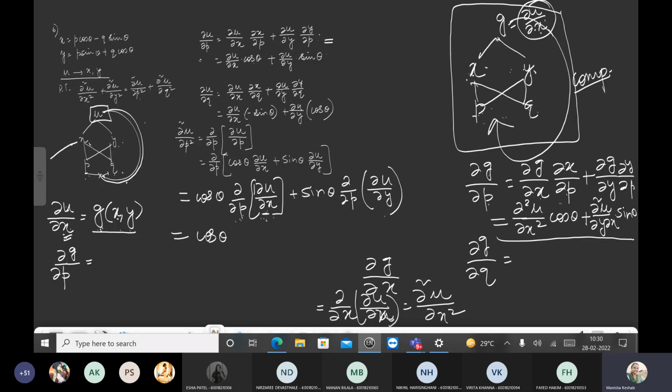So therefore I have written here for ∂G/∂X, ∂²U/∂X². And ∂X/∂P is already known to us, right? So ∂X/∂P is equal to cos theta. Similarly ∂G/∂Y. What will be ∂G/∂Y? So ∂G/∂Y means ∂/∂Y of G. But G means what? ∂U/∂X. But ∂U/∂X is a function of X and Y both.